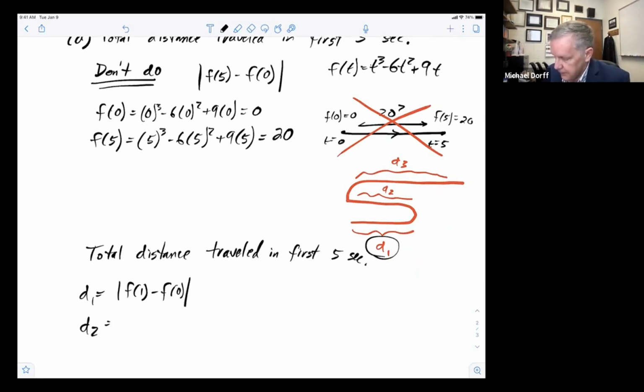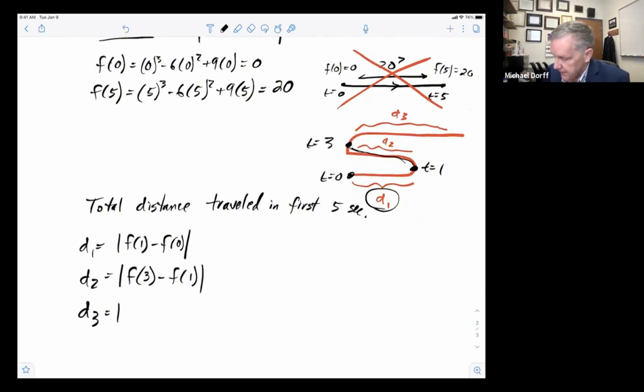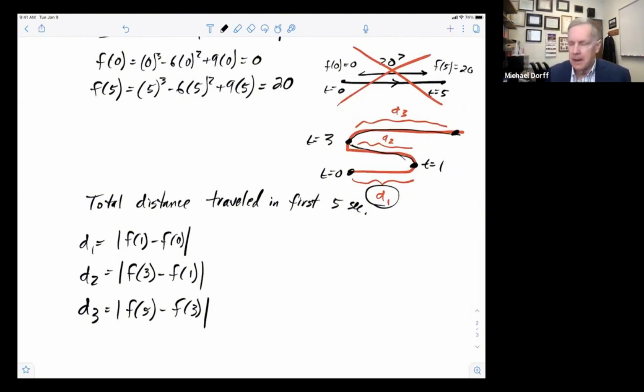And then I'm going to have D2, which is going to be, because here's t equals 0, and here's t equals 1, and then here I have t equals 3. So I'm going to do then f of 3 minus f of 1. And that's going to give me this distance here. There's D2. And then third, I'm going to have f of 5 minus f of 3, okay? Because this is going to be like there 5, and that will give me this distance right there. Notice I use absolute values because for D2, if I just did f of 3 minus f of 1, because it's traveling backwards, it's going to be a negative number, all right? So I use absolute value because we want the distance traveled.